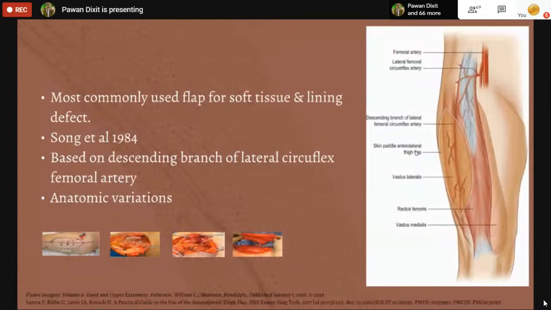The ALT flap is the most commonly used flap for soft tissue lining. It was described by Song from China in 1984, and it is based on the descending branch of the lateral circumflex femoral artery. As I already mentioned, there are anatomical variations reported in this flap.